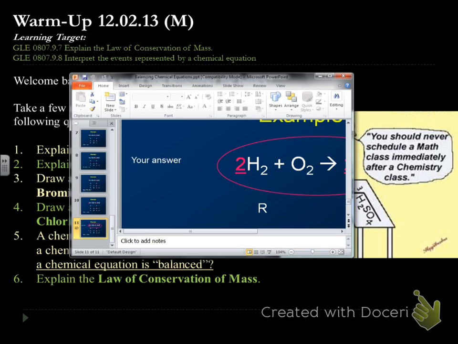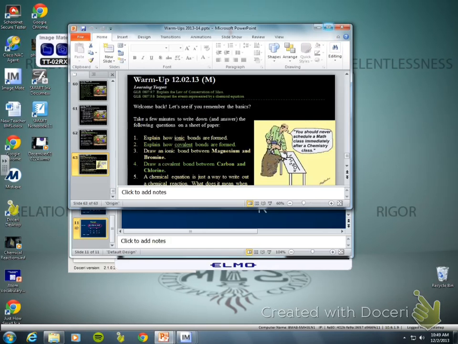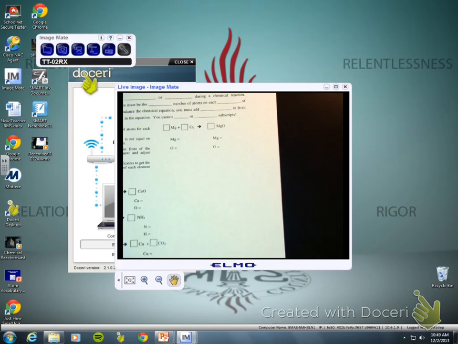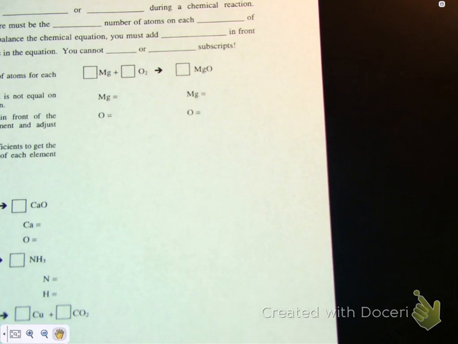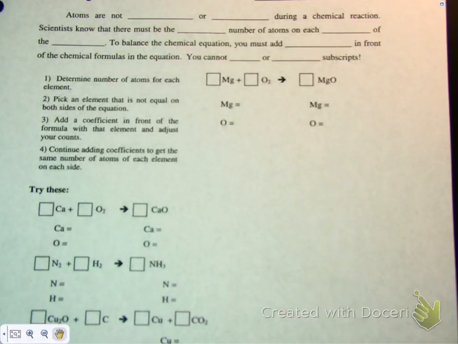I'm going to see if I can't get this up over here. Somehow. Nope. Okay, let's try this. This might work. Yes. Oh, thank you. All right, so go ahead, put your name on it, because this is going to be very helpful later.